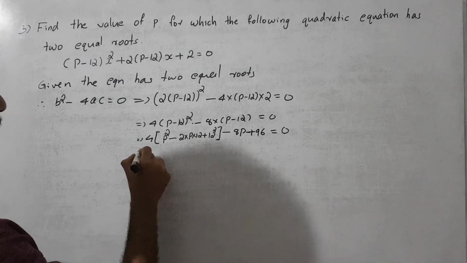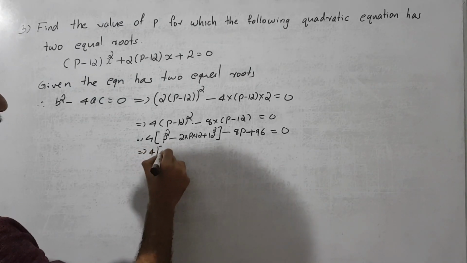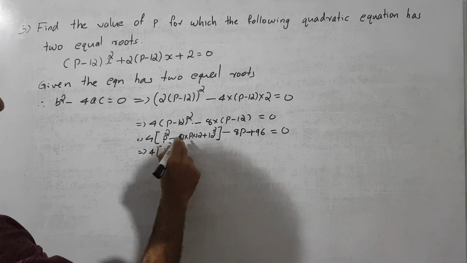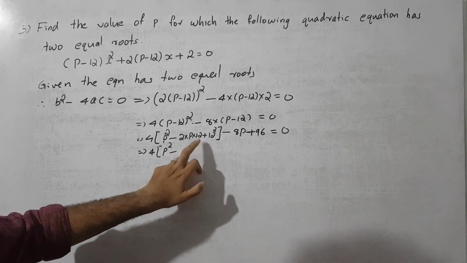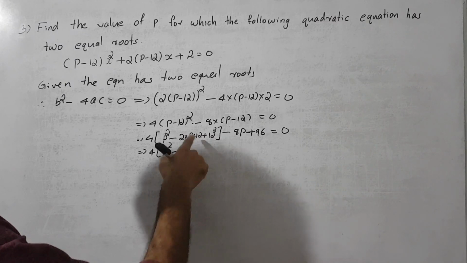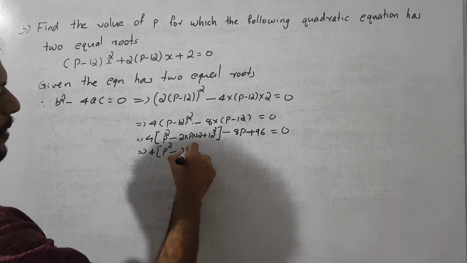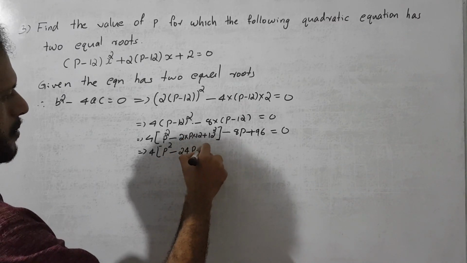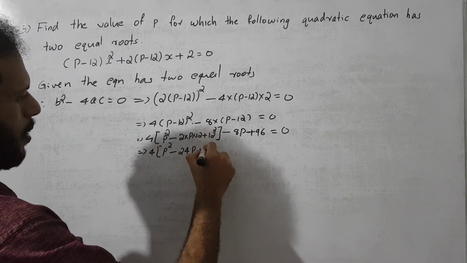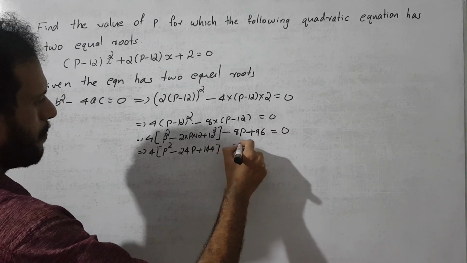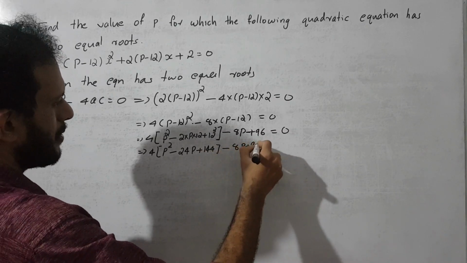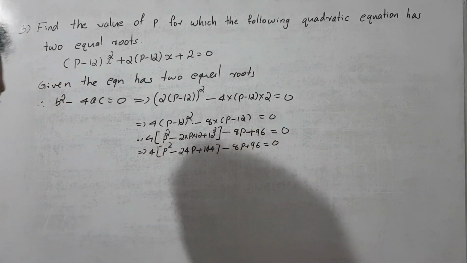Then again, 4 into p square minus, then 2 into p is 2p, 2p into 12 is 24p, plus 12 square is 144, minus 8p plus 96 is equal to 0.